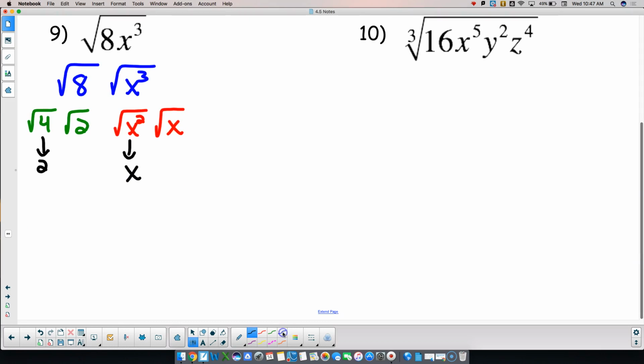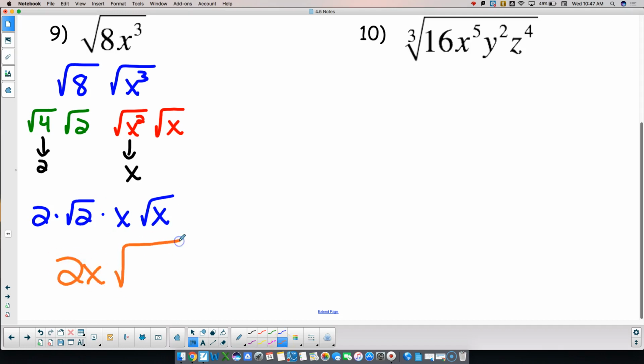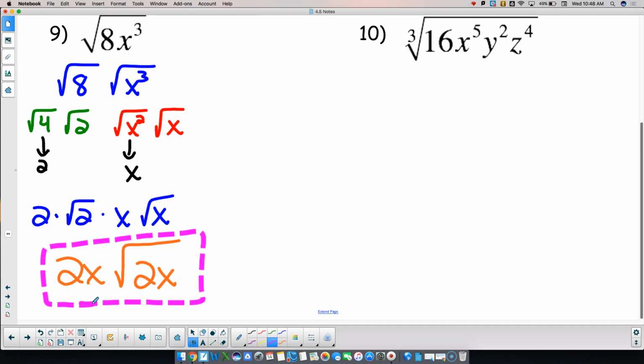So this is 2 times the square root of 2 times x times the square root of x, which then finally gets me 2x times the square root of 2x. Yeah? Okay.